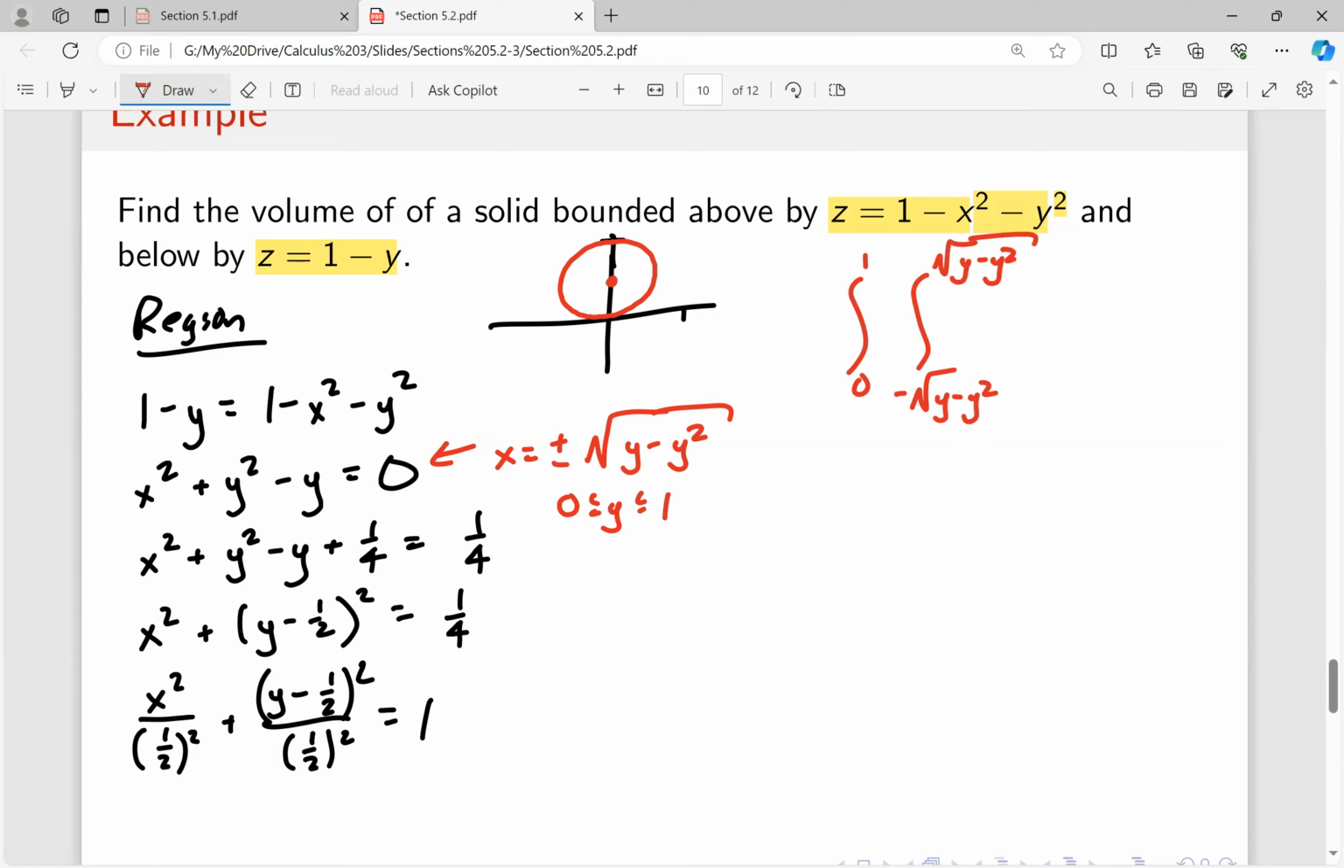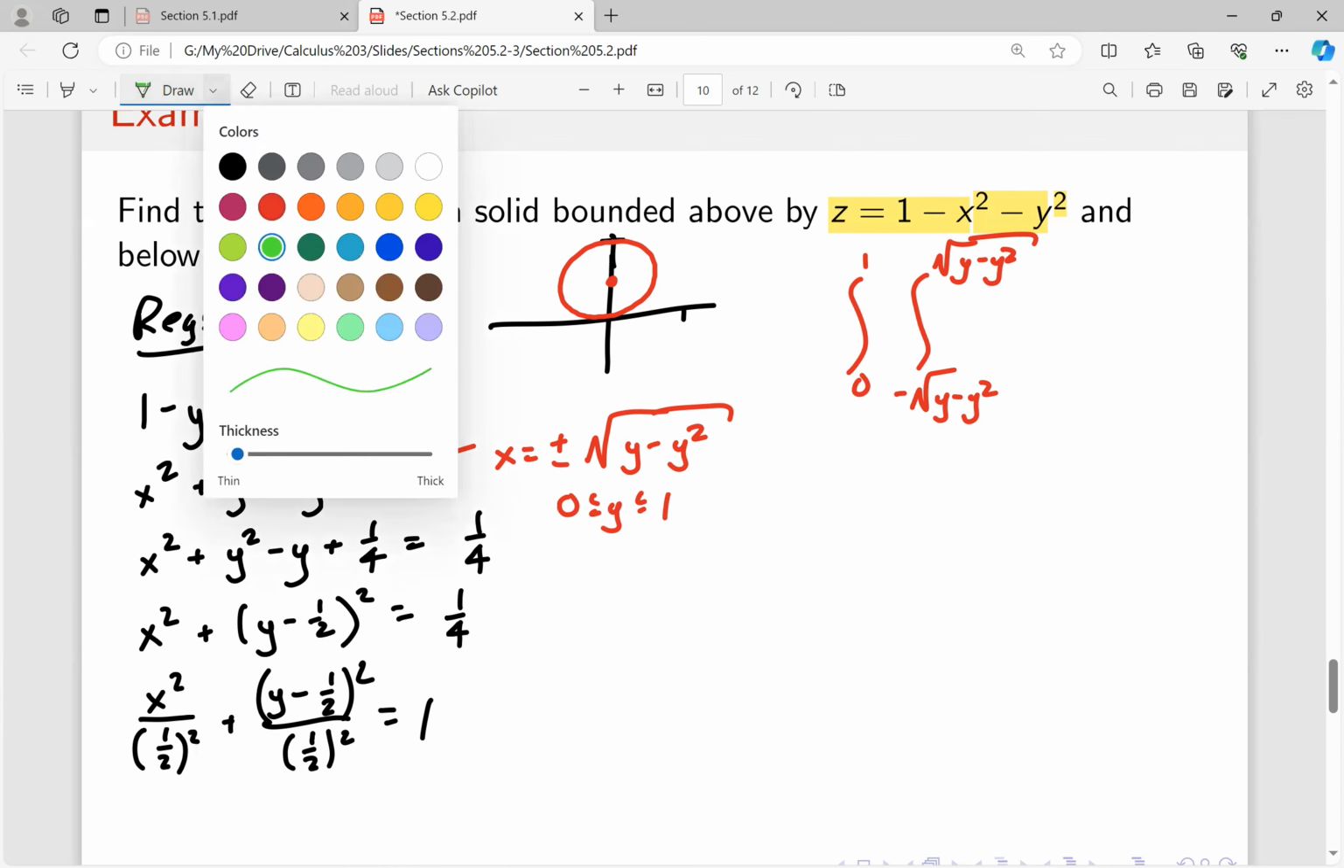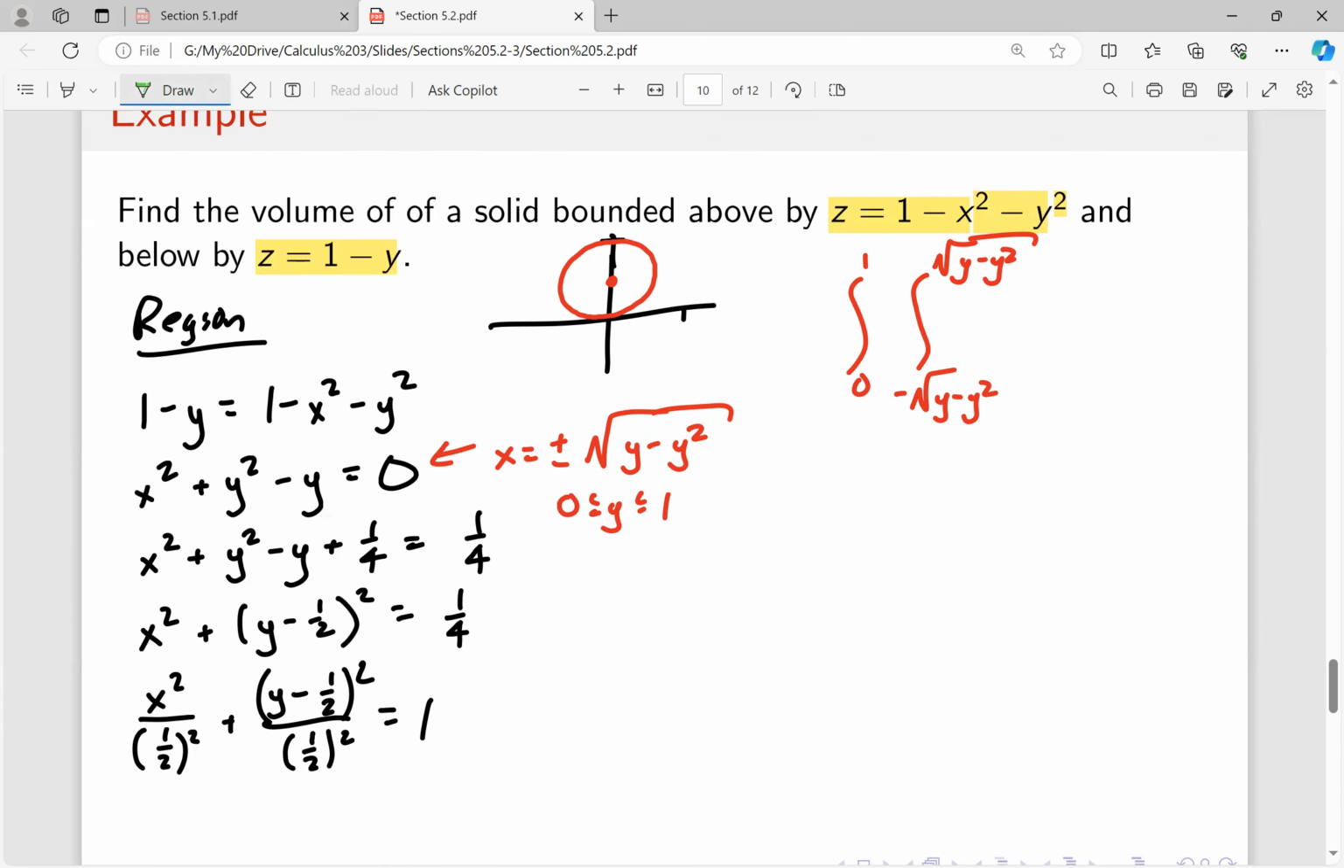And then my height. Let me change to a different color for doing the height. The height is the 1 minus x squared minus y squared minus (1 minus y). Because most of the time I've been finding the volume over the xy plane, but here I'm finding it over this plane, so subtracting that. And so that's then dx dy. Kind of ran out of space there.